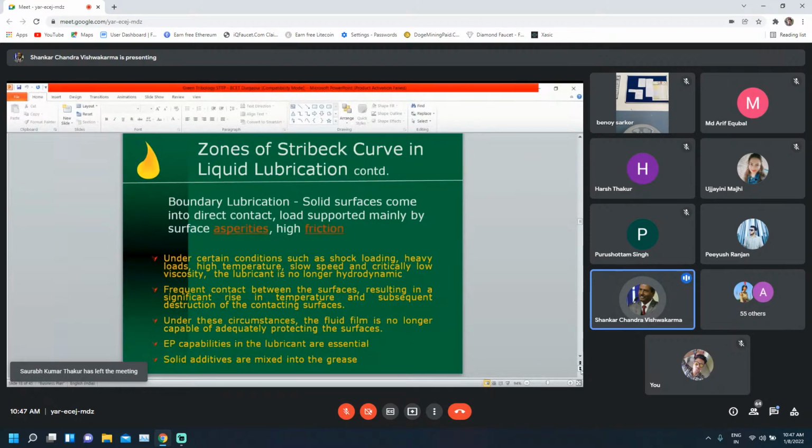So when will it happen? Take the case under certain conditions, such as shock loading, or heavy loads, high temperature, low speed, and critically low viscosity. These are the reasons to go into this zone. So the lubricant is no longer hydrodynamic. When the lubricant is no longer hydrodynamic, that means it is into the mode of boundary lubrication.